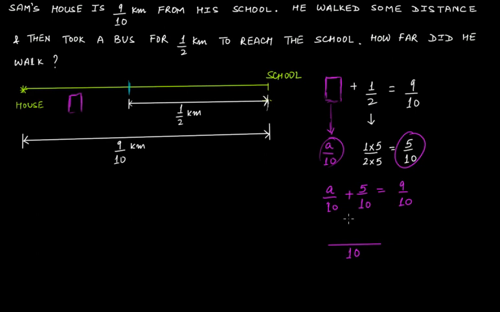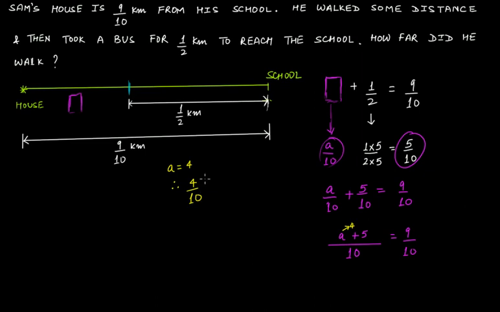Now, when you add two like fractions, you simply write the denominator, and then a plus 5 should be equal to 9 over 10. Now, what number should a be such that if you add that number to 5, you'll get 9, because the denominator is the same? Clearly, a is 4, and if we add 4 to 5, we'll get 9. Therefore, a is equal to 4, and our fraction is going to be 4 over 10.